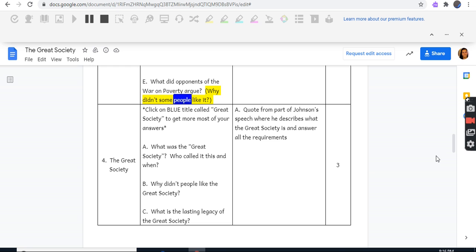Why didn't some people like it? 4. The Great Society. Click on the blue title called Great Society to get most of your answers. A. What was the Great Society? Who called it this and when? B. Why didn't people like the Great Society? C. What is the lasting legacy of the Great Society? Picture: A quote from part of Johnson's speech where he describes what the Great Society is. Answer all the requirements.